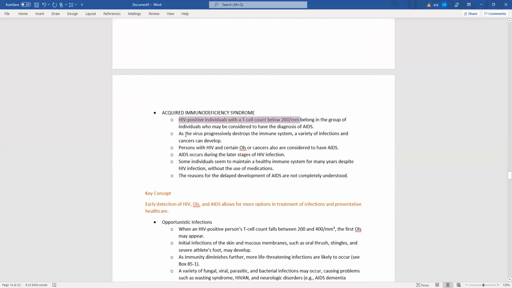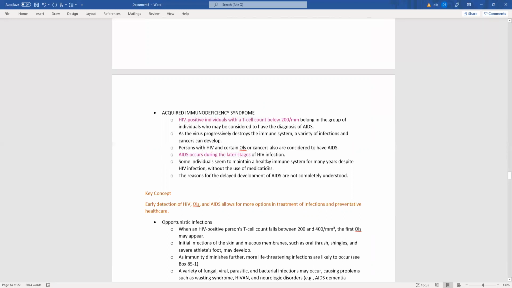Belongs in the group of individuals who may be considered to have the diagnosis of AIDS. As the virus progressively destroys the immune system, a variety of infections and cancers can develop. A person with HIV who has certain opportunistic infections or cancers is also considered to have AIDS. AIDS occurs during the later stages of HIV.